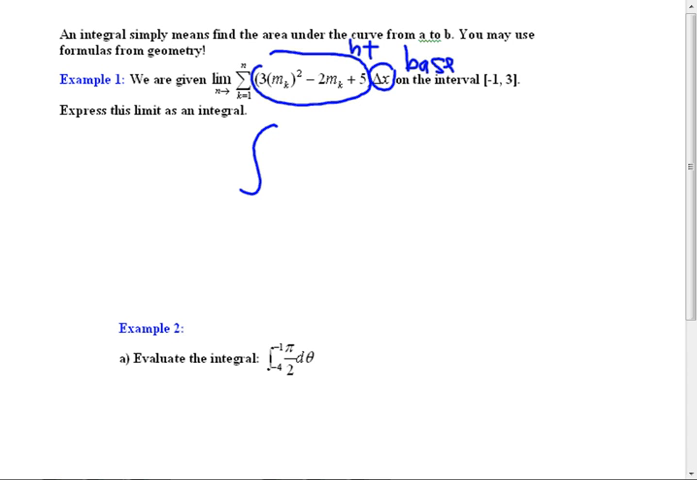Okay, A and B are the interval over which you want to find the area. So what's the lowest bound? -1, 2, because it says negative. -1, 2, 3. And what's the function? What's n sub k? It's really x, isn't it? I know it doesn't look like x, but that's what it is. So it's 3x squared minus 2x plus 5. And then you need the base, which is the dx. And there it is.